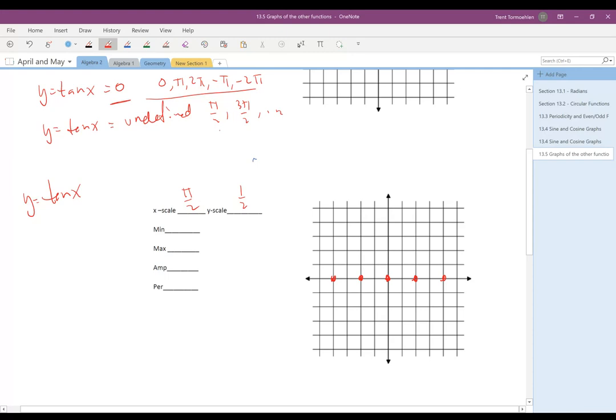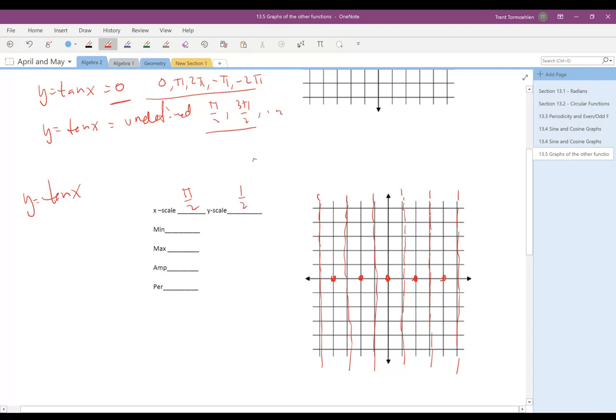We know at the pi over 2, 3 pi over 2, etc., it's going to be undefined. And so what happens whenever you have undefined in a graph, that is an asymptote. So what we're going to do is at each of those, right in between where it is 0, we're going to have asymptotes. And so this graph is actually made up of a bunch of asymptotes.